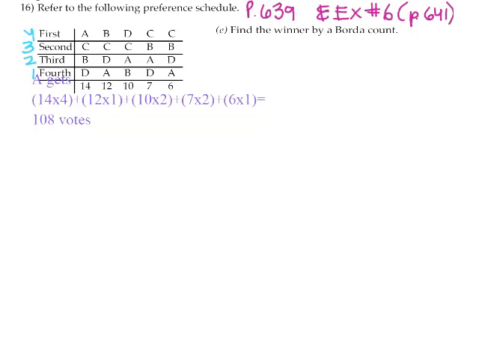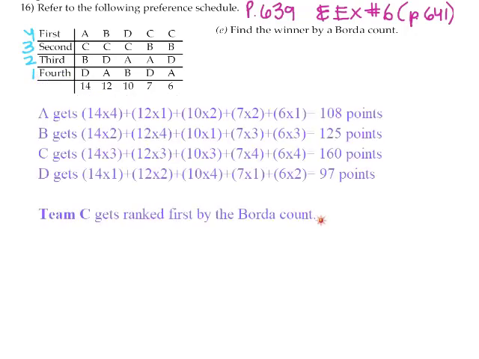So you're going to continue doing that for the rest of the candidates, and then from here you'll see who ranked first by which candidate has the greatest amount of points. So that's the Borda count. Group C will be ranked first by the Borda count because it has a total of 160 points, which is the greatest in comparison to the other candidates.